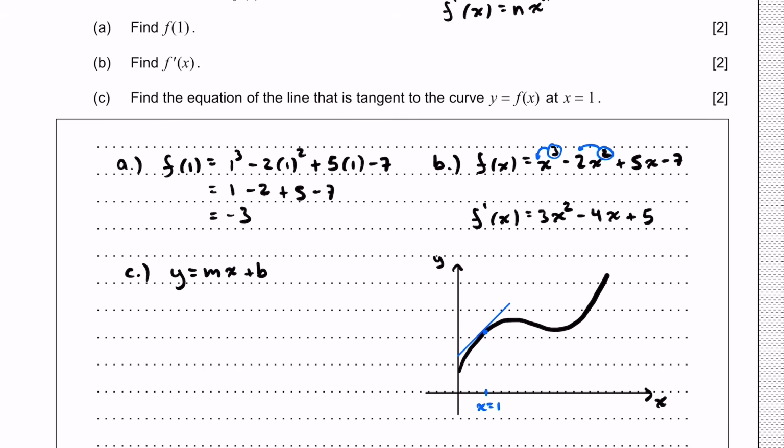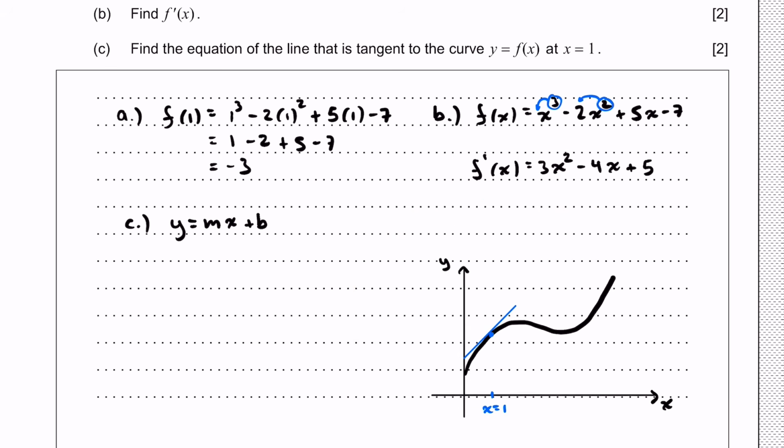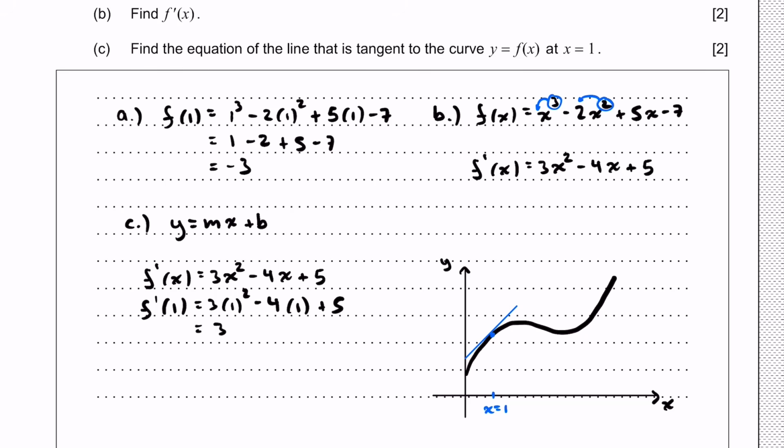What is a slope? Well, for that we can use the derivative, and let's input a value of 1 into our derivative. The derivative gives us the slope of our function at a given point. So let's substitute a value of 1 in for our derivative. Let's find f prime of 1. 3 times 1 squared minus 4 times 1 plus 5. Working that out, 3 minus 4 plus 5, this is going to equal 4. So for our equation of a line, the slope itself is equal to 4.